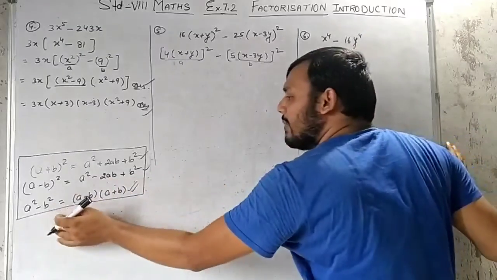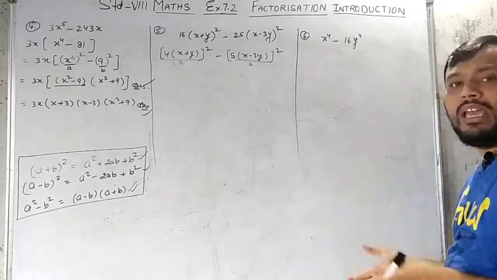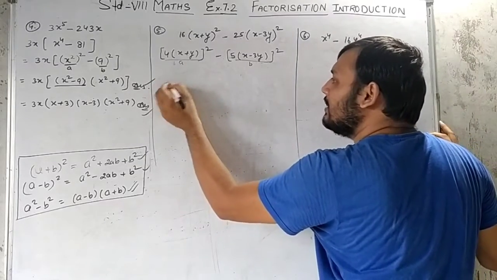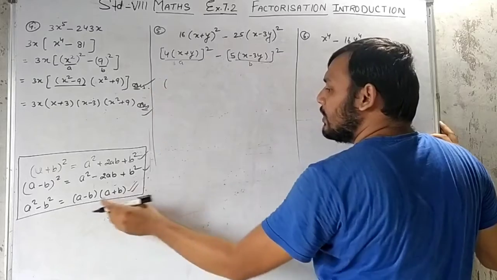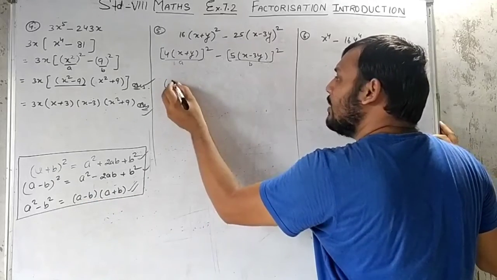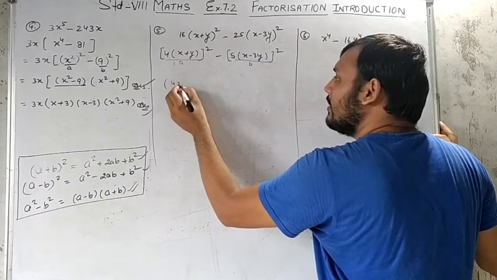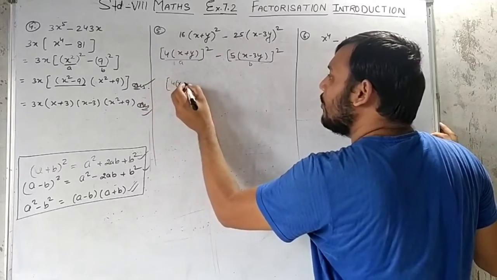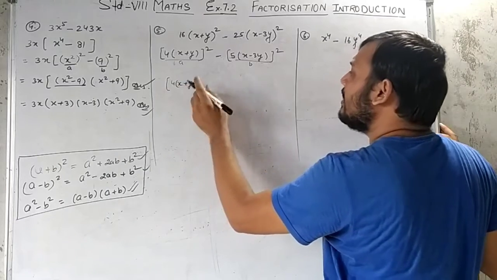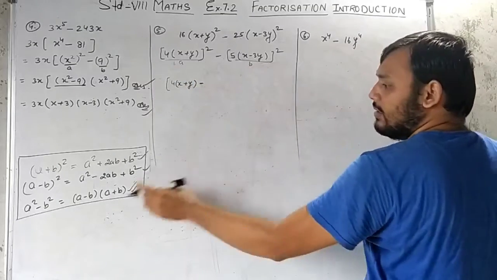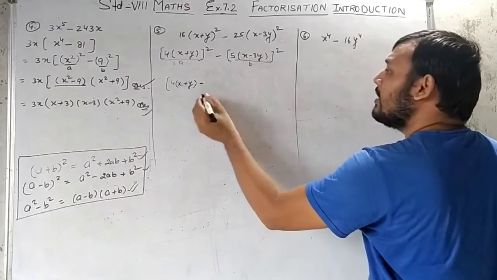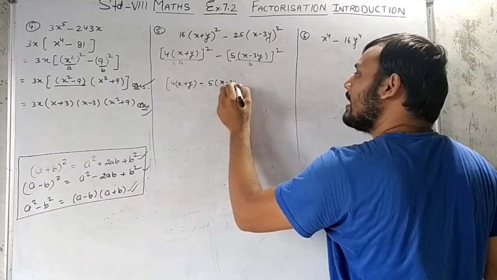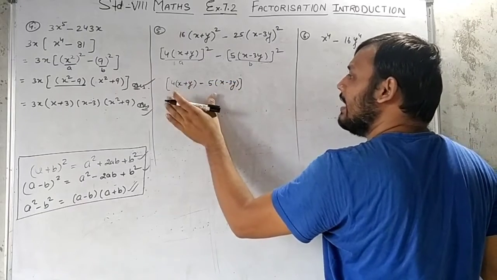You know the formula: a square minus b square is equal to a minus b into a plus b. So here, first of all you will write a minus b. It means you will write 4 into x plus y, minus b. B is what? Just see here, 5 into x minus 3y. This is a minus b.